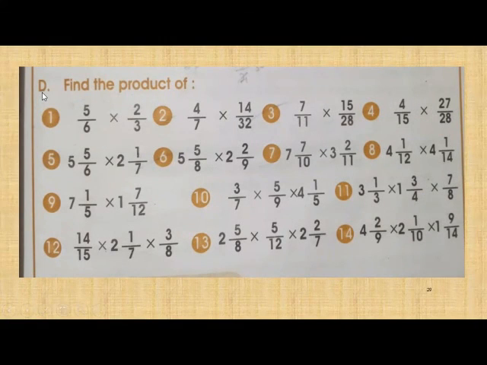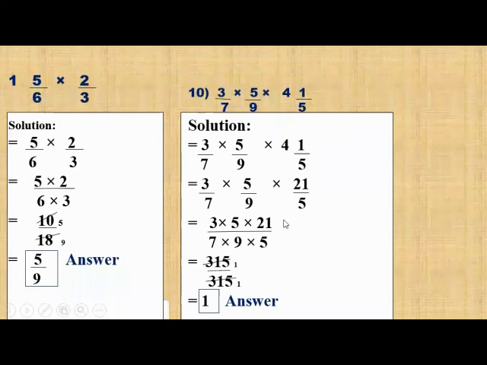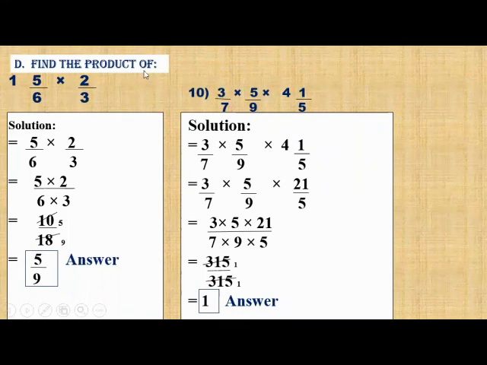Next part. In part D, you have to find the product of. These are questions 1 to 14, and I'm solving two questions for you. You have to find the product of these fractions. Question number 1 is 5 upon 6 multiplied by 2 upon 3. So now move to the solution.